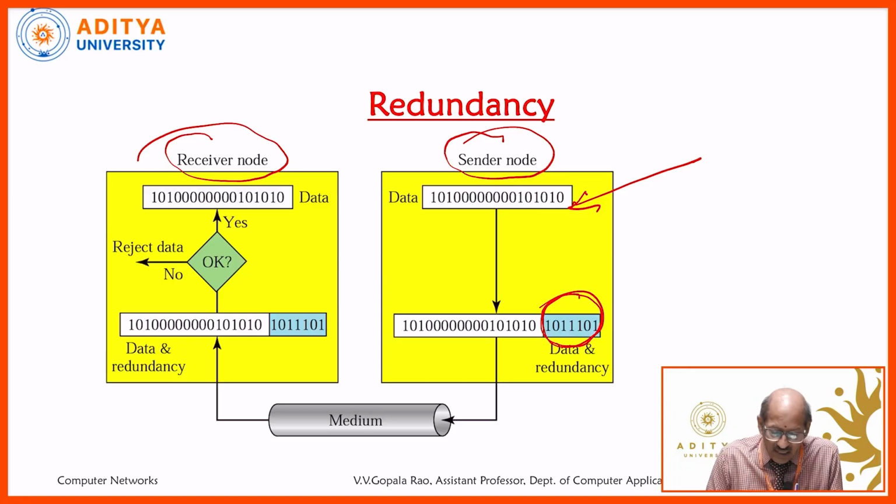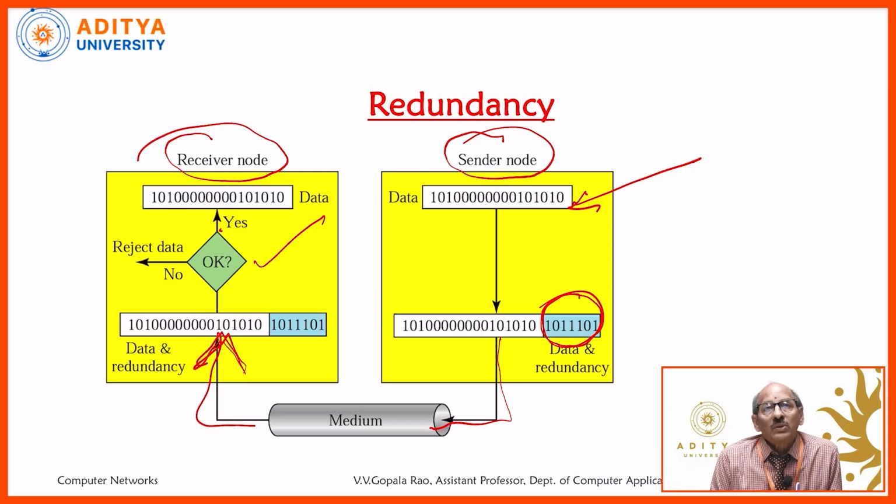Suppose the medium is occupied with this complete pattern, and it is coming to the receiver side, let us imagine. So the redundancy bits and the data are collectively reached to the destination. Here at the receiver node there is a checking point. What is checked here is whether the data is to be considered or not.